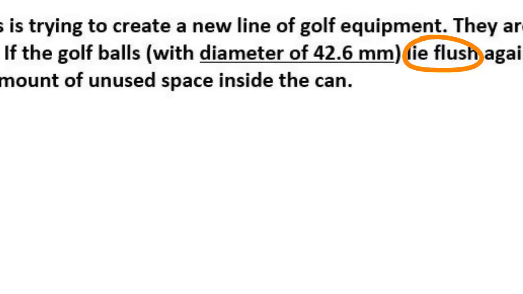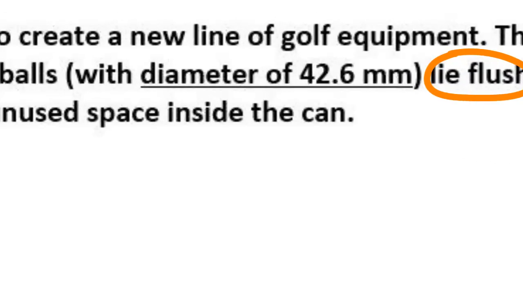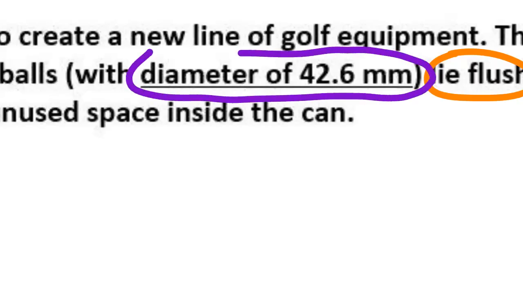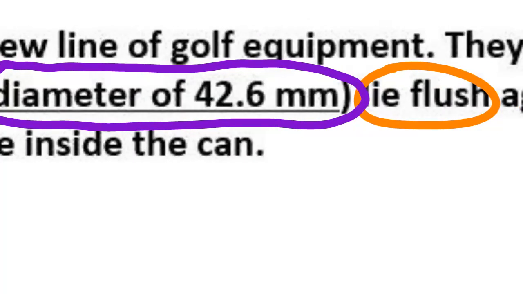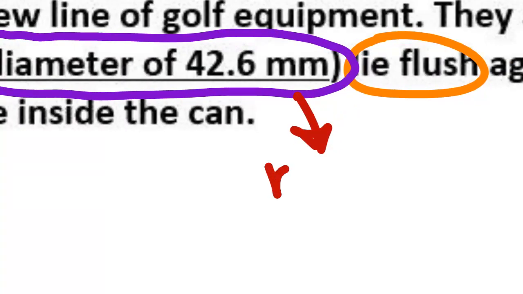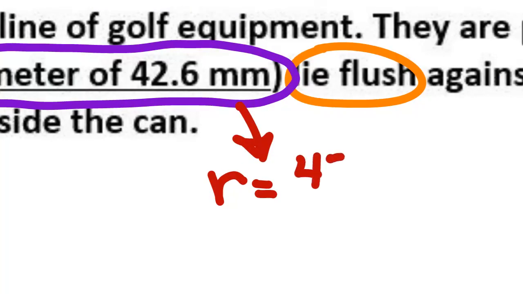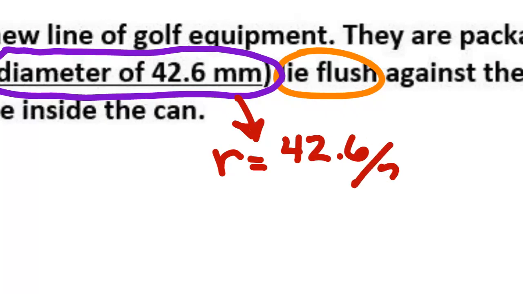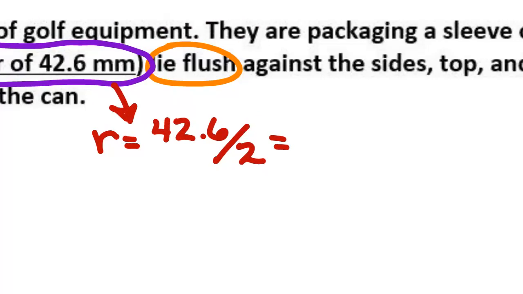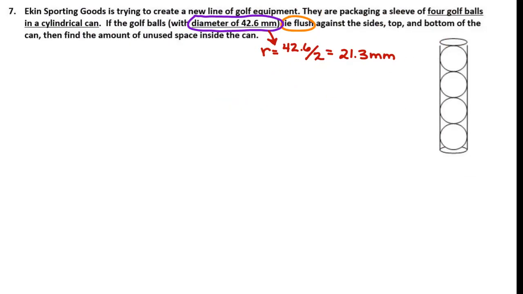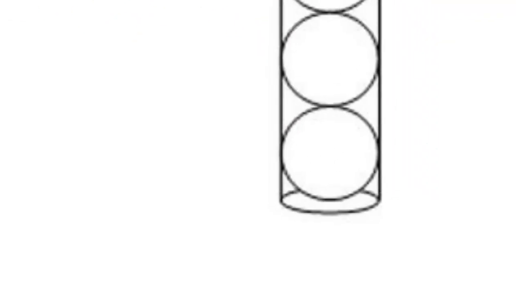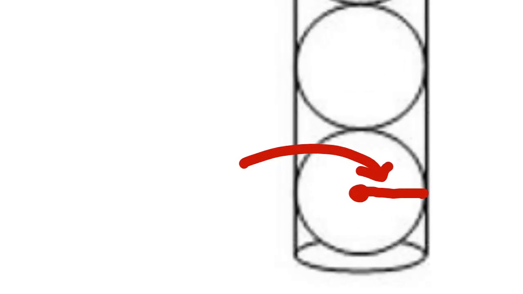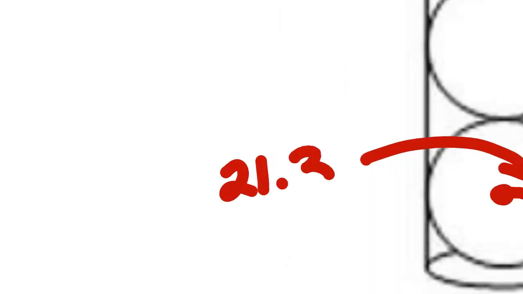And we know that the diameter is 42.6 millimeters. Do we use diameter in any of our formulas? No, but what do we use that we're going to need here? The radius. Radius would be 42.6 cut in half. What is half of 42.6? 21.3 millimeters. Perfect. All right, so from the center of the ball over is 21.3 millimeters.